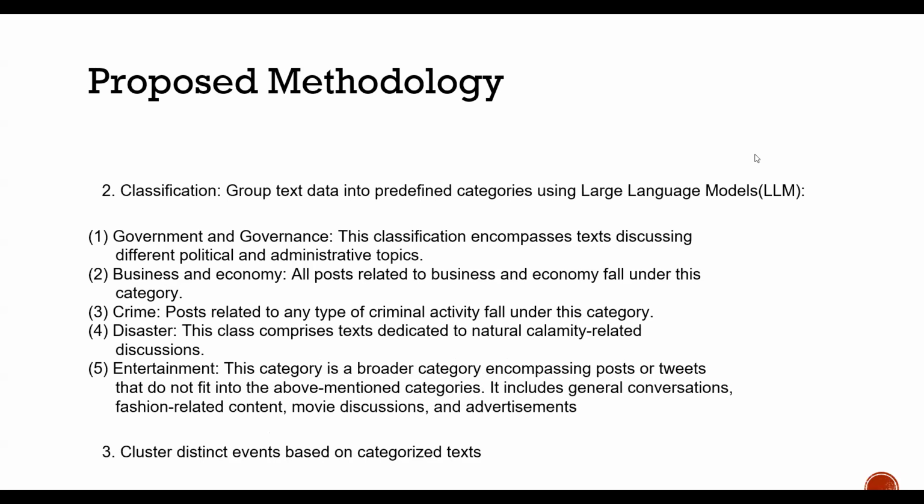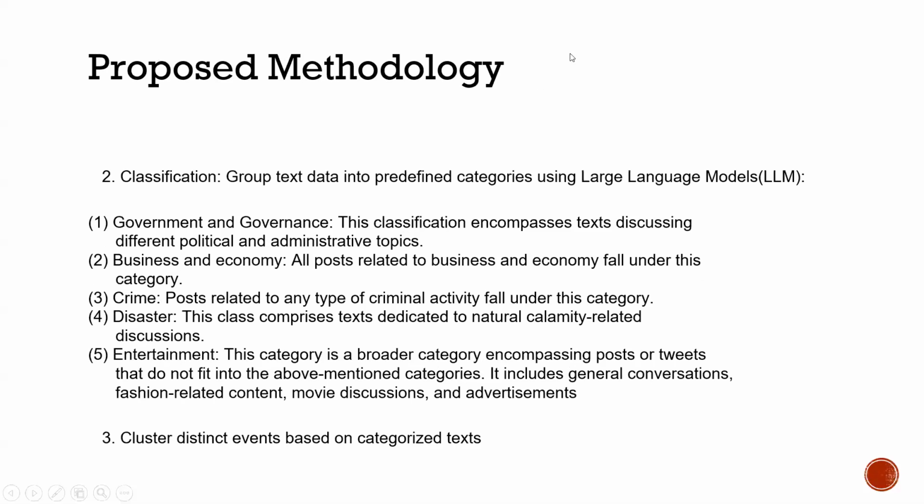So next, after classification, we got 5 categories, and inside each category, we are clustered based on the distinct event categorized text. So after that, we will again cluster them separately.